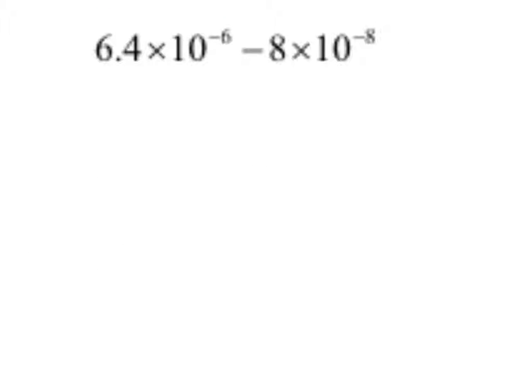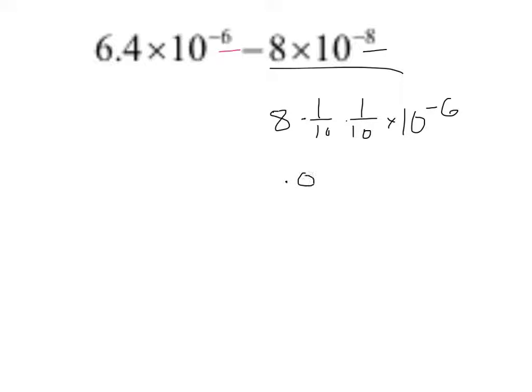We have another one over here with the negative. All right, so looking at this one, my larger exponent is my negative 6, so I want to change my numbers to negative 6. So that means I need to change this one. Do I have too many multiplications of 1/10 or not enough multiplications of 1/10 over here? Too many, so I'm going to push 2 of them out. And that's going to give me 0.08 times 10 to the negative 6.